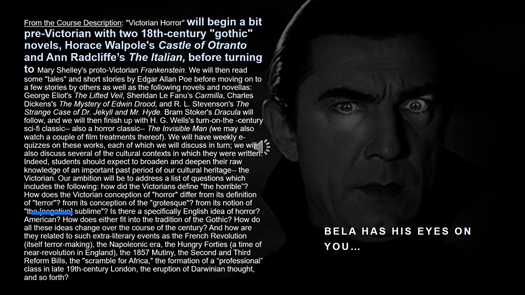Okay, just to build a bridge between our introductory space and this new space of horror that we're going to be occupying. This idea of the Gothic, right? From the course description, Victorian horror will begin. Our course will begin a bit pre-Victorian with two 18th century Gothic novels, Horace Walpole's Castle of Otranto and Anne Radcliffe's The Italian, before turning to a bunch of works that are a little later in the tradition, the same century. So what's this business about the Gothic?